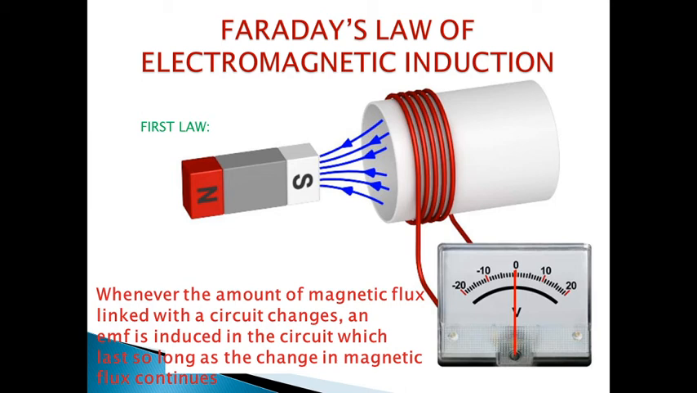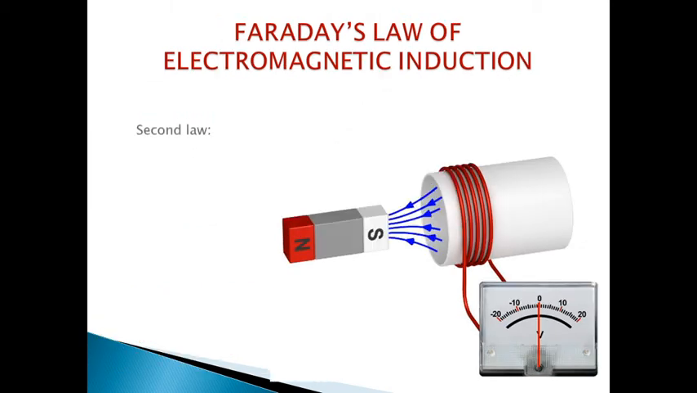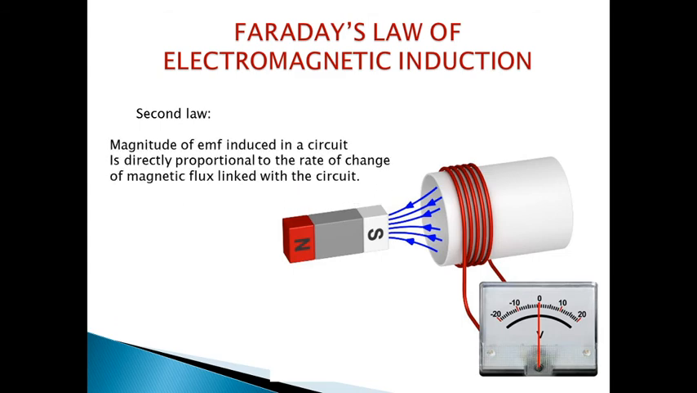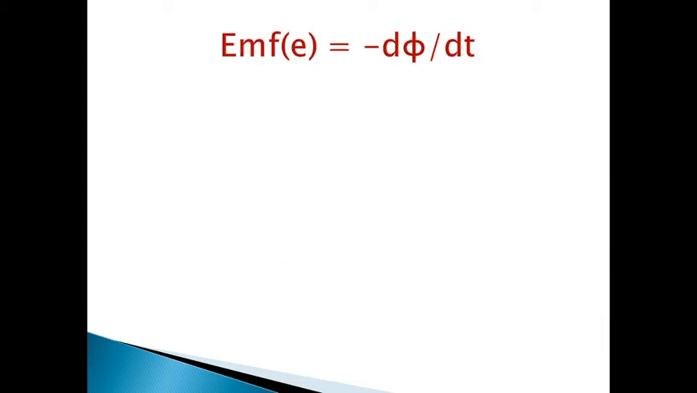Then this was only about the induction part. Now how will you measure it? For that there is a second law. The second law states that the magnitude of EMF induced in a circuit is directly proportional to the rate of change of magnetic flux linked with the circuit. That means EMF E is equal to minus d phi by dt, where d phi by dt is the rate of change of magnetic flux. This minus symbol is for the direction of the induced current or induced EMF, which is given by Lenz's law. We will do it later. The negative sign is for the direction.